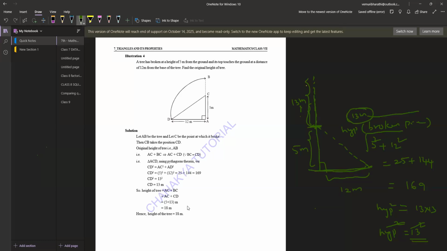18 meters. The height of the tree is 18 meters. Like that you can calculate. Any doubt in this sum, particularly this question? If you have any doubt, we'll discuss, or else we will go with the next question. No doubt, ma'am.